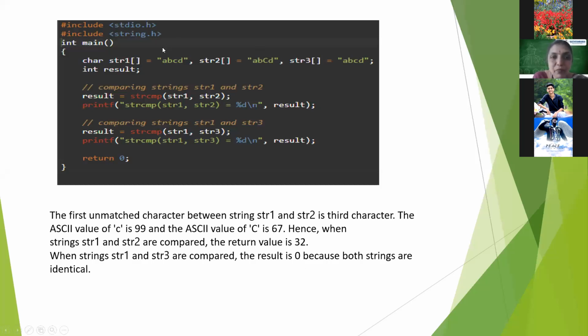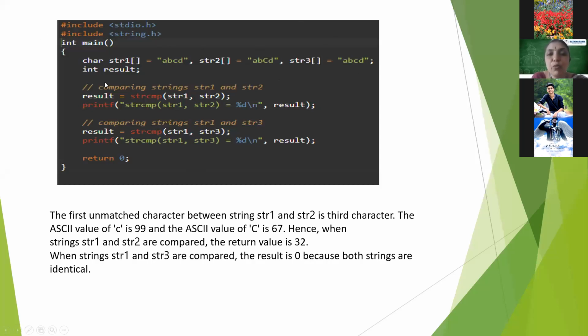The value is 32. But when I compare string 1 and 3, you can see string 1 and string 3 are identical. As a result, it will return the value 0. So what is it going to return? An integer. Previously, we have seen in case of string length also it returns an integer.